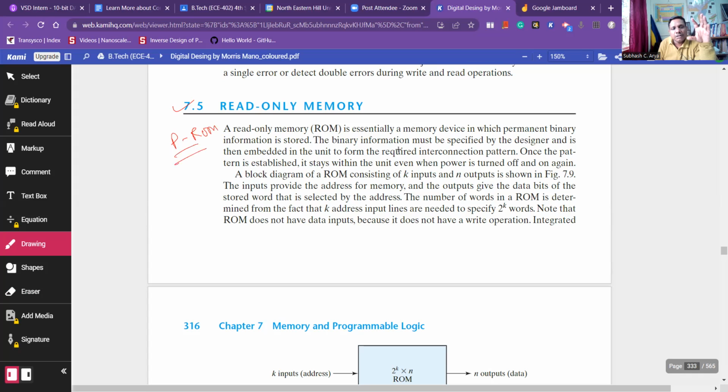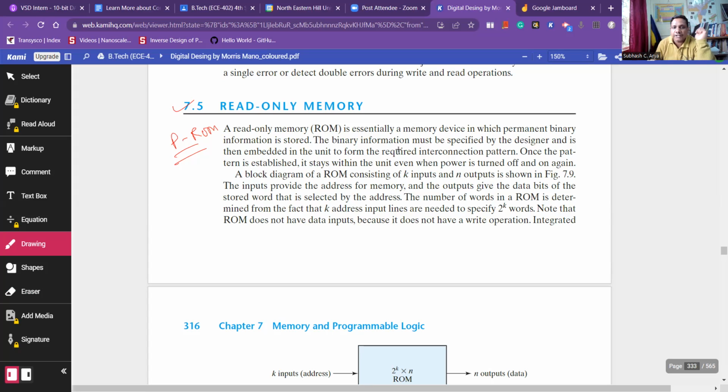So what is ROM? ROM is essentially a memory device in which permanent binary information is stored, that we know, like ROM and RAM, random access memory and read-only memory. Read-only memory is a non-volatile memory. However, RAM is a volatile memory. In ROM, permanent memory storage is there. In RAM, we lose the data after the power supply is gone. So this is the basic definition of RAM and ROM.